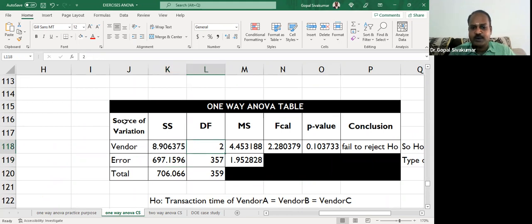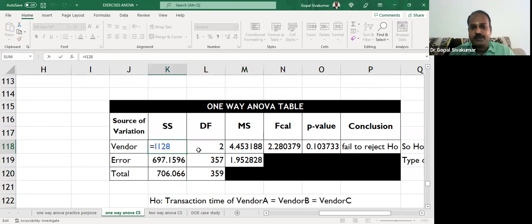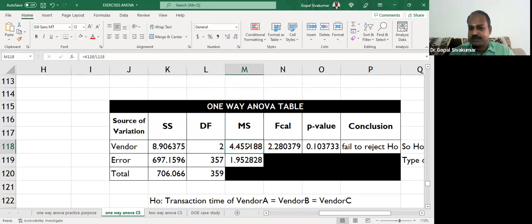Now degree of freedom, how many vendors? 3 vendors. So what do you put? 2 only, as the degree of freedom, because the formula is n minus 1. Total degree of freedom 360 minus 1, 359. The difference between 359 and 2 is 357. Now mean sum of square. This 8.9 divided by 2 will give you this. Am I right? All of you are following me? Yes, sir. Similarly, mean sum of square for error. This factor mean sum of square divided by error mean sum of square will give you the F value.